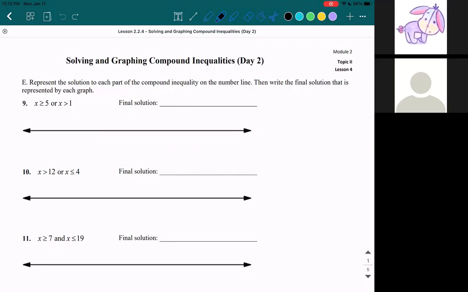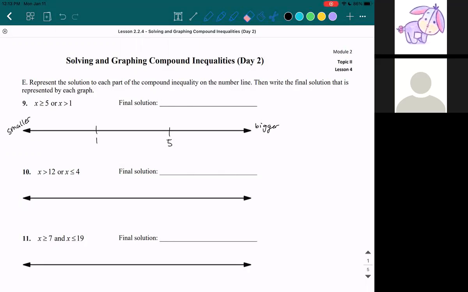For number 9, we have x is greater than or equal to 5 or x is greater than 1. I'm just going to take those two numbers, 5 and 1, and place them on the number line. I want to make sure that 1 goes on the left side, because all of the numbers on the left are smaller and all the numbers on the right are bigger. So that's why 5 has to go to the right.